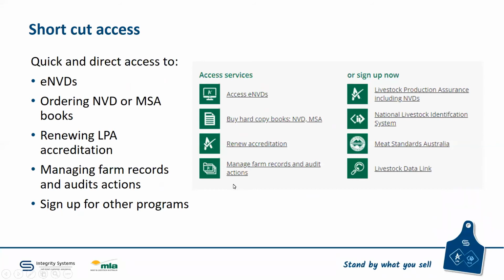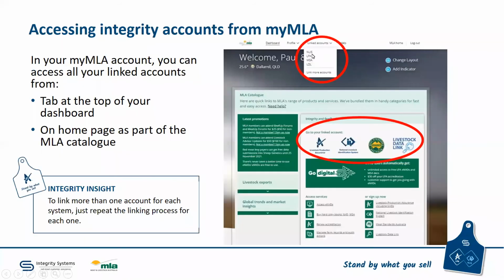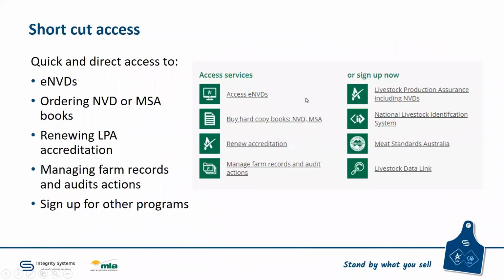So these are really handy, because otherwise, I'll just go back and show you. Otherwise, if you go through, I'll open up LPA, then you need to navigate through to what you need to do, which is fine. But don't forget that those little shortcuts are down the bottom of that page, and you can go straight there. If you don't already have one of the program accounts and you want to set it up, then you've got the sign up now shortcuts on the right-hand side.